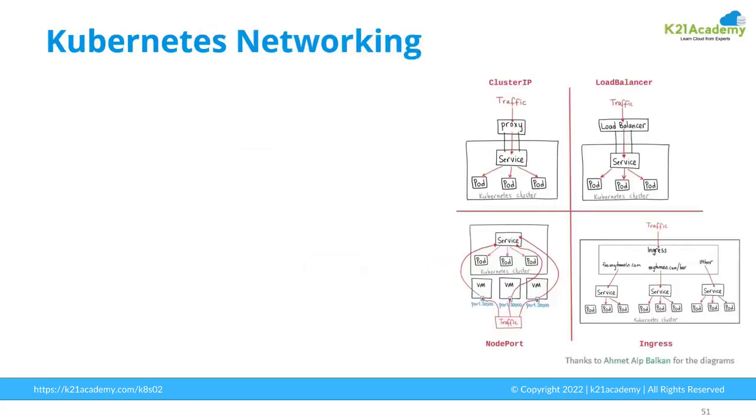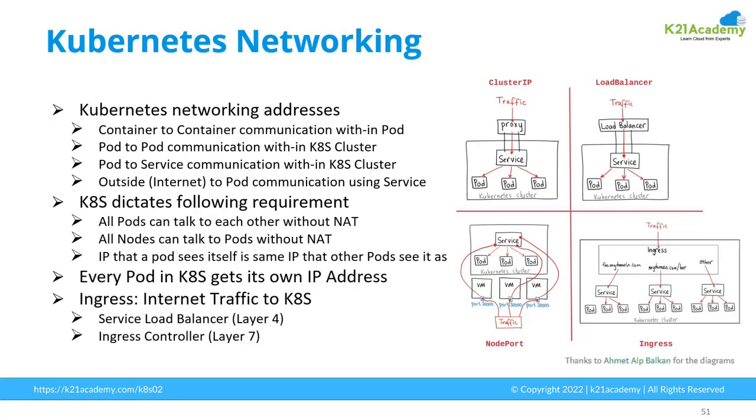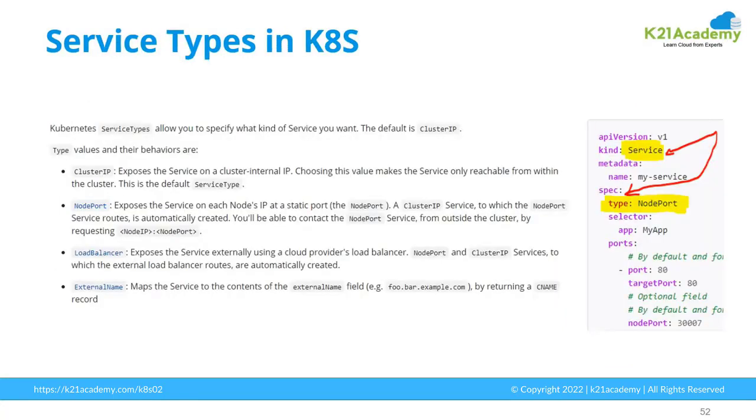So you should be familiar with networking in Kubernetes. And in order for you to support this connectivity, Kubernetes supports four different types of services. One is ClusterIP, second is NodePort, third is LoadBalancer, and fourth is ExternalName. And when you're creating the service, you define what kind of service this is.